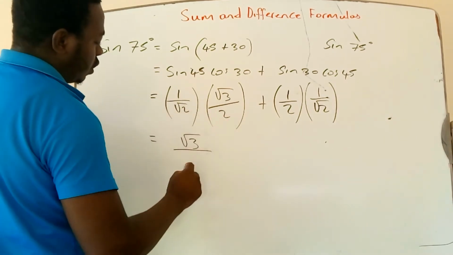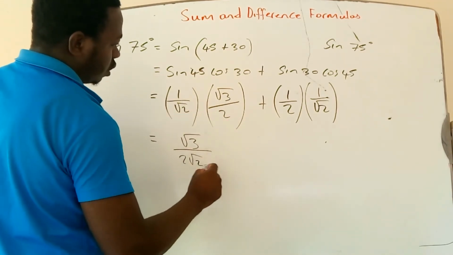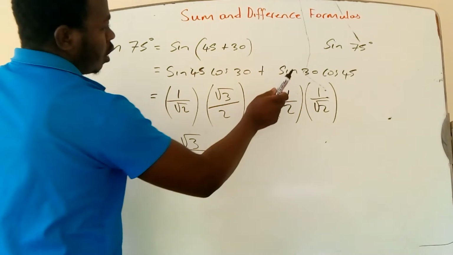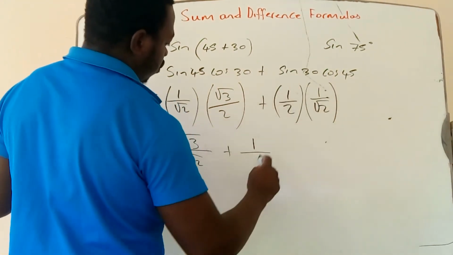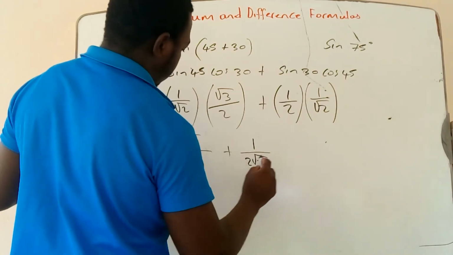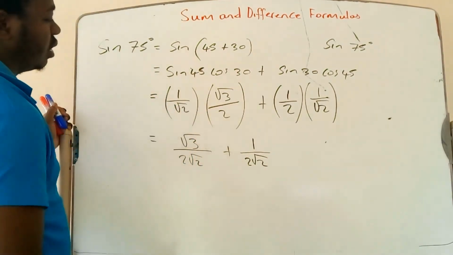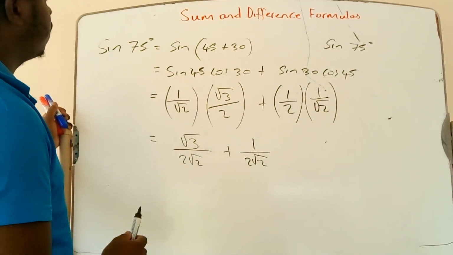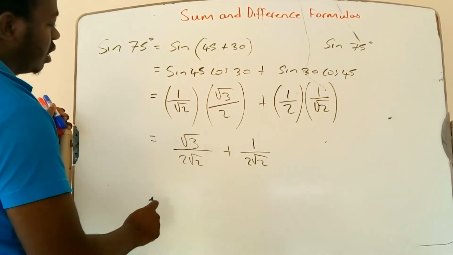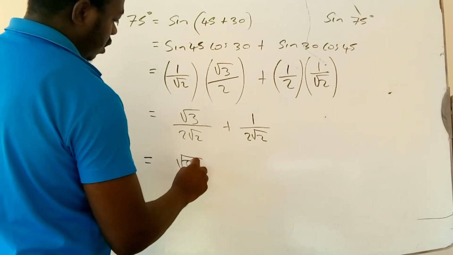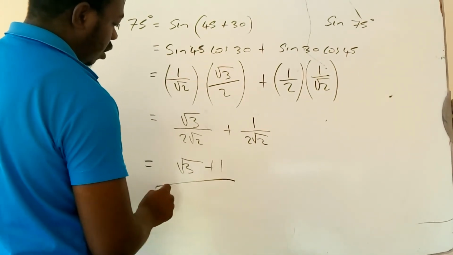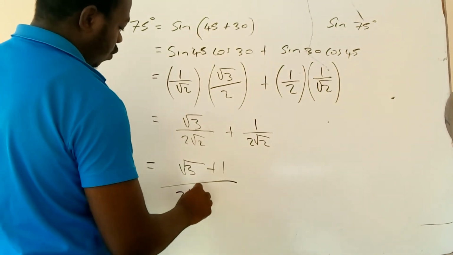Root 2 times 2, that's just 2 root 2, plus 1 times 1, that's just 1. 2 times root 2, that's just 2 root 2. Now we can add these, right? And if we add this, then our answer is root 3 plus 1 all over 2 root 2.